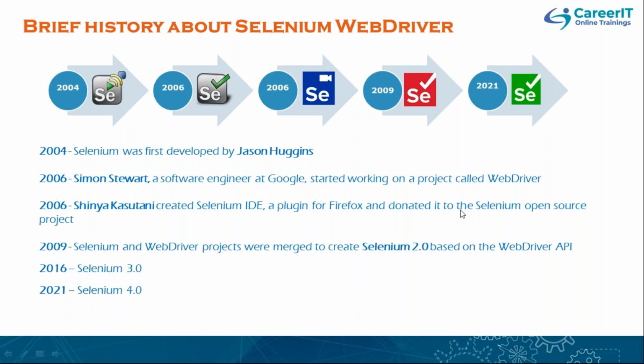Later, in the year 2006, after 2 years, there was one person called Simon Stewart. He is from Google. He was working at Google, and he started working on an object-oriented API called WebDriver. He did not release that into the market, guys. He started working on it in the year 2006. That is called WebDriver, which is an object-oriented API.